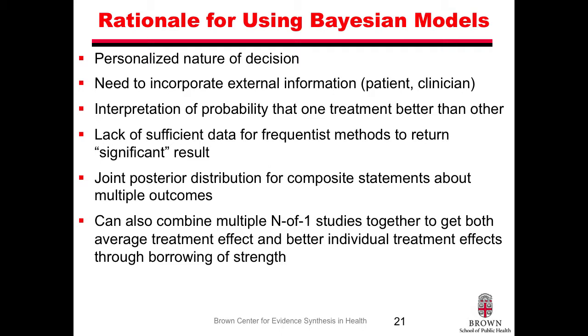The other thing is that the Bayesian framework also makes it much easier to combine multiple N of 1 studies into a kind of one multi-level model. And I'll talk about that later, but it does allow you to now make inferences about one person using information from other people.